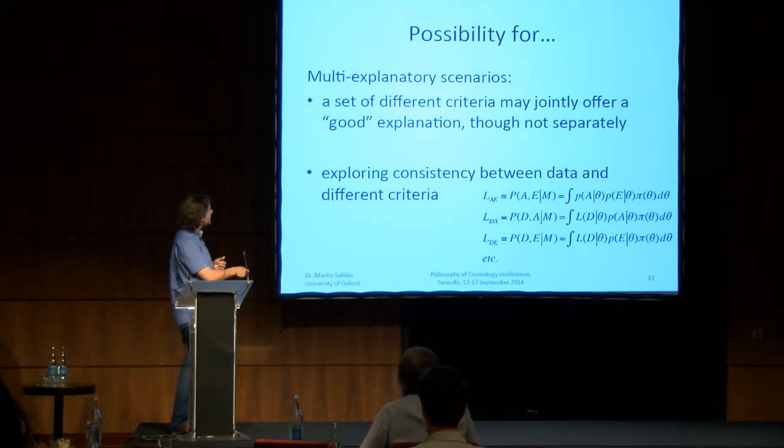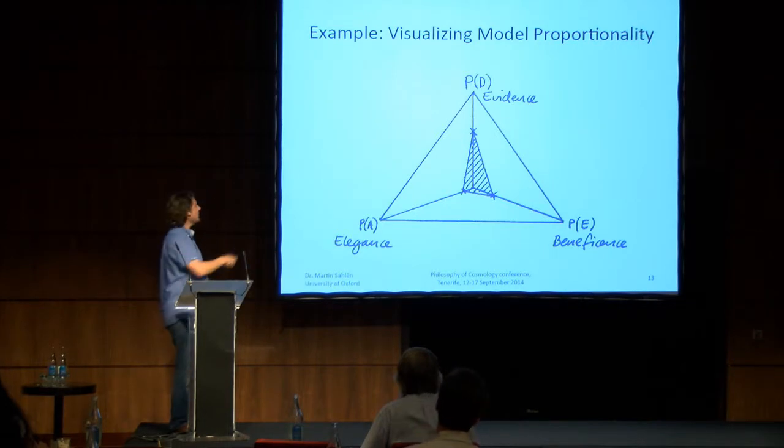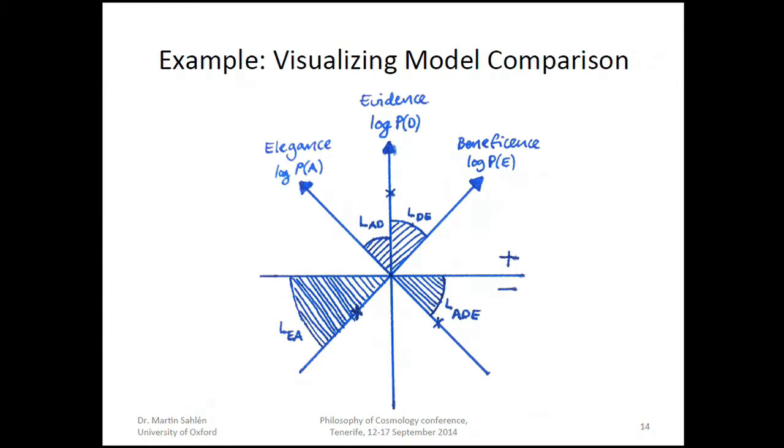One can also look at the consistency between data and different criteria, so you can form different combinations basically and see how they match together. That's the kind of thing you can do. So just to make it a little bit concrete, you could do the individual evidence, elegance, beneficence for a particular model. Well, what you want to really do is model comparison.